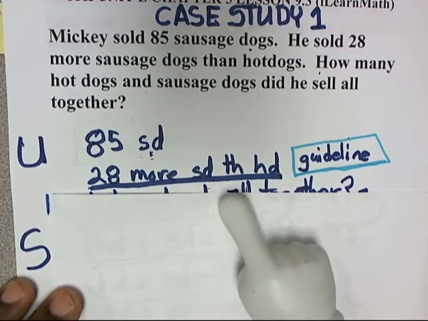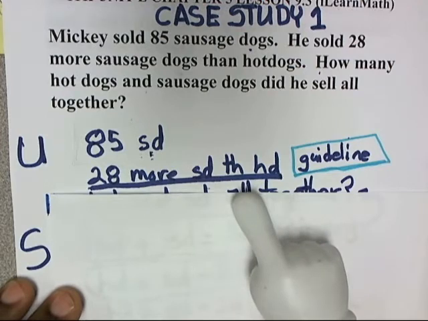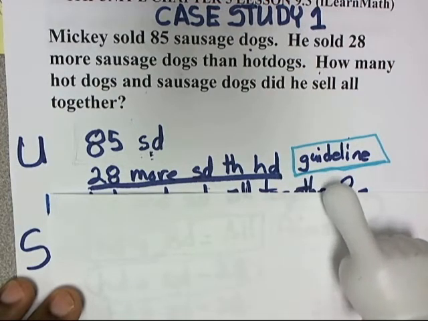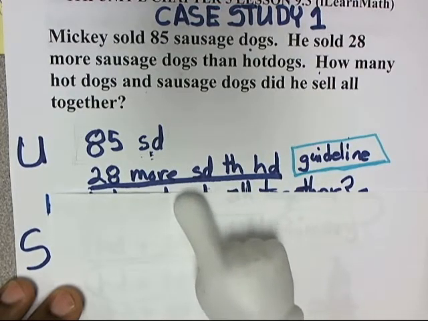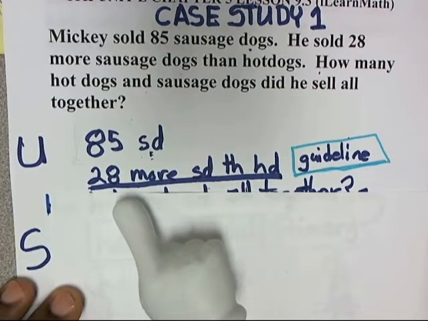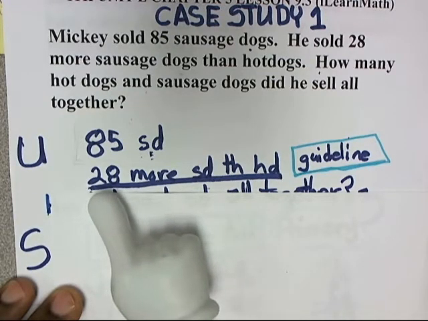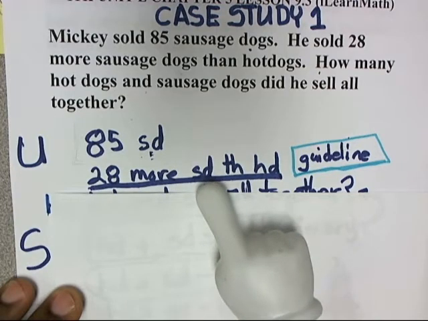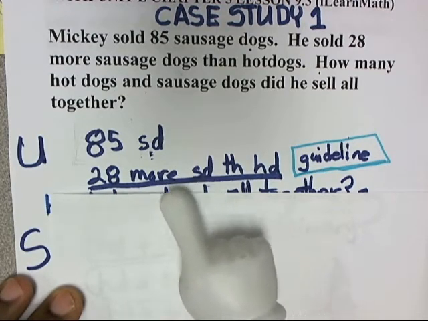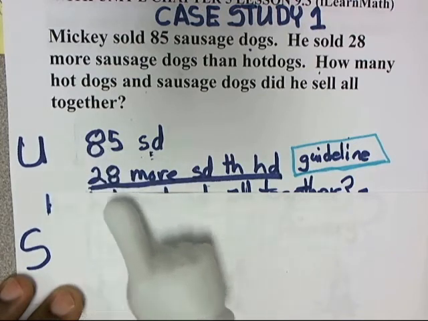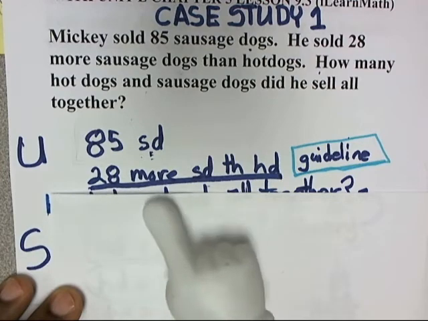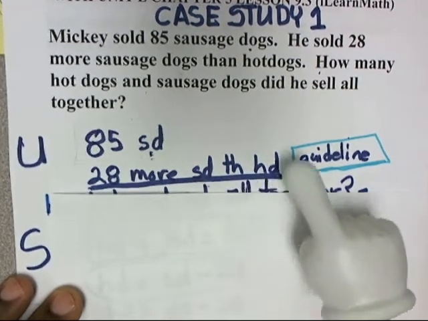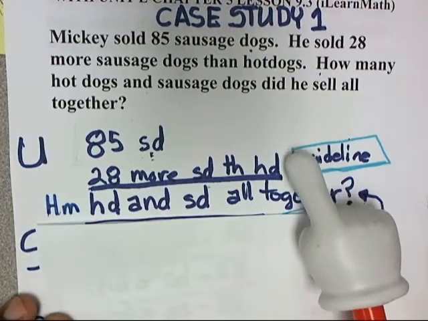This phrase right here, in some mathematics circles, is called a guideline statement. In others, it's the secondary equation or secondary key part. One of your equations is going to come from this. 28 also tells you the difference between the sausage dog and the hot dog. Okay, the next step.